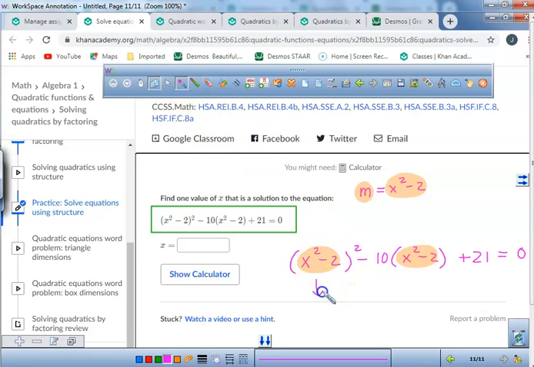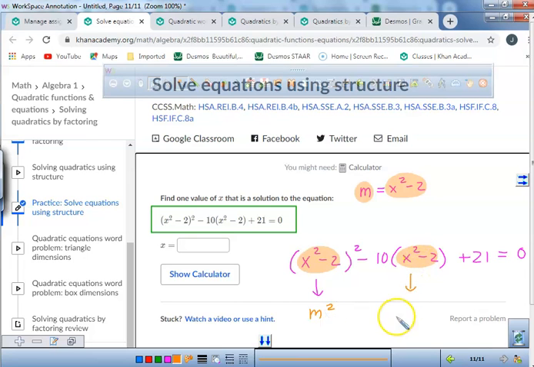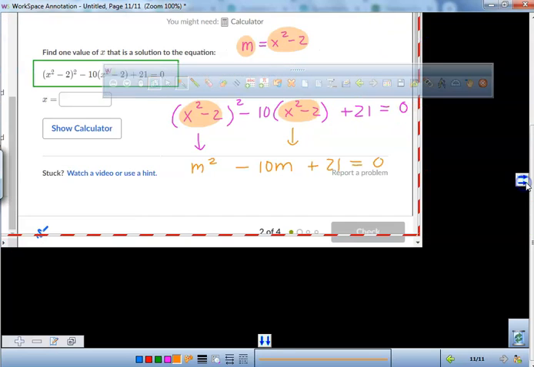So right here, what am I going to put down? I'm going to put in M, and what's happening to it? It's being squared. What am I going to convert that to? Another M, and what am I bringing down? Minus 10, and then we have plus 21 equals 0. Now my students should feel a lot more comfortable about factoring that, because now we just have to factor it. So how do we factor this guy?